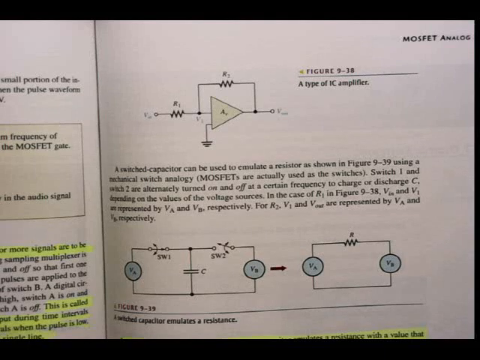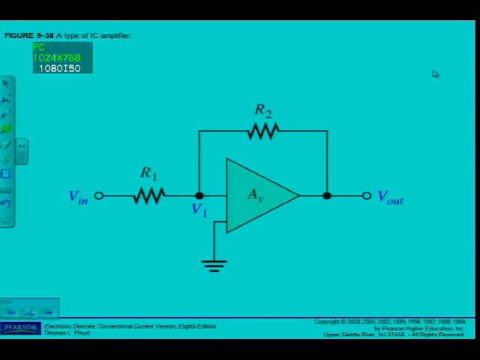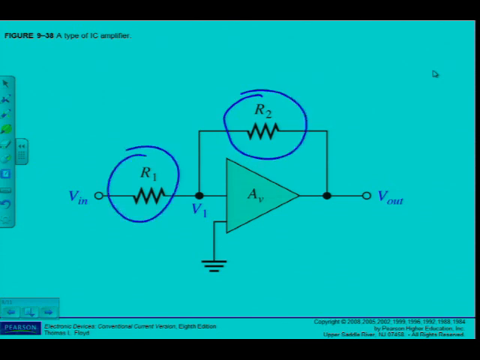There's a type of IC amplifier. And my concern here, because it's an integrated circuit, is these resistors. As we've seen, they take up a lot of space and they generate heat. So I would rather use the switched capacitors.